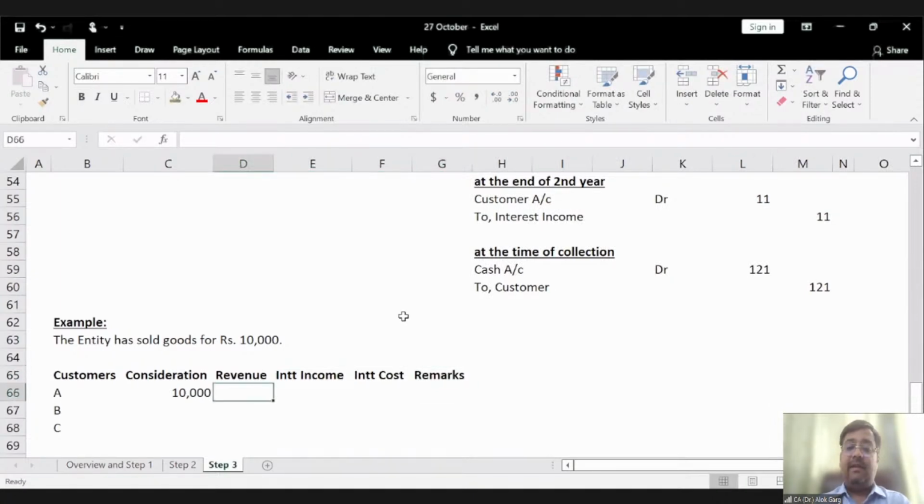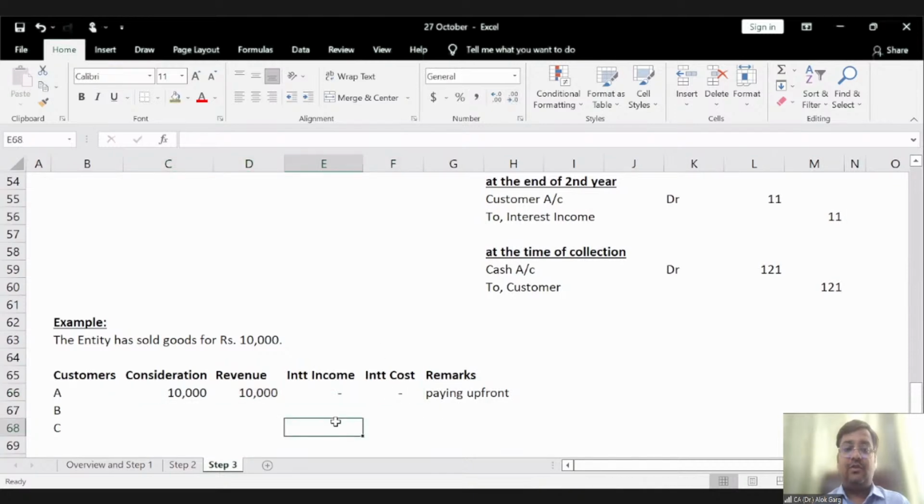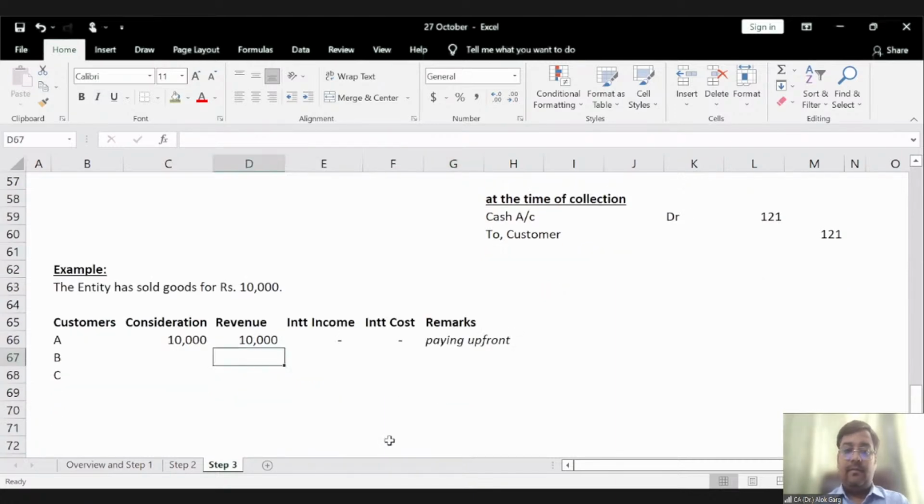Friends, in this case, what is my revenue? My revenue is 10,000 only. No interest income, no interest cost. And what are the remarks? Remarks is paying upfront. So the customer is paying upfront. Is it clear, friends? Paying upfront. Clear?